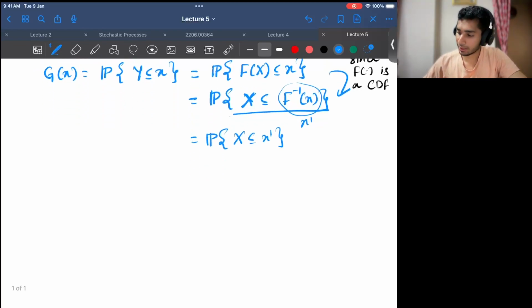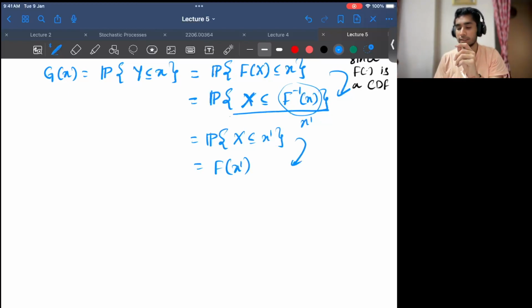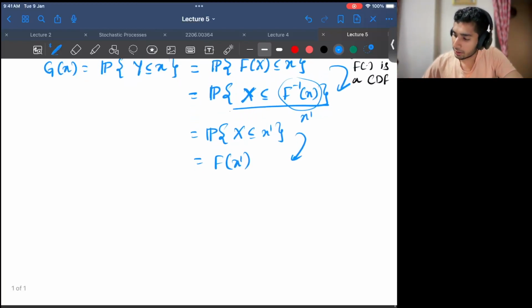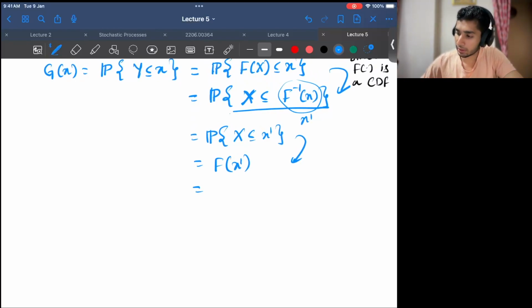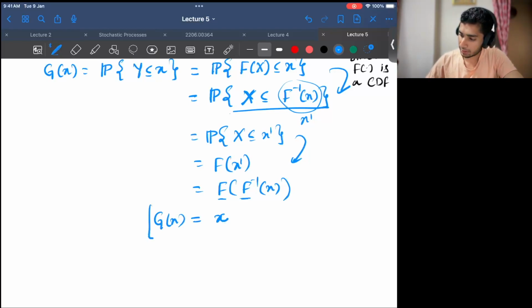This you can write as F of x dash, by the definition of capital F, which is the CDF of capital X. Now what was x dash? X dash was F inverse of x. So this is F of F inverse of x. Since this is the inverse and this is the function itself, F of F inverse is just the identity. So this will become just x. So you see G of x is actually x.